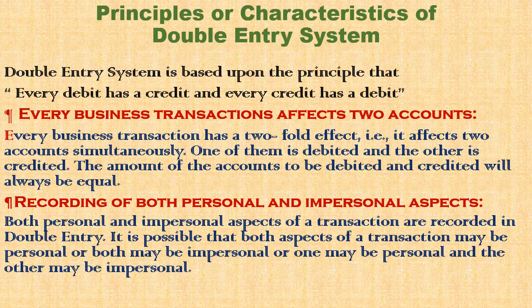Impersonal accounts are real accounts, which we can measure in terms of money. They can be tangible, which you can see, like building and furniture, or intangible, which you cannot see, like goodwill and copyright. So here it says that when we do a double entry, two accounts will be affected.